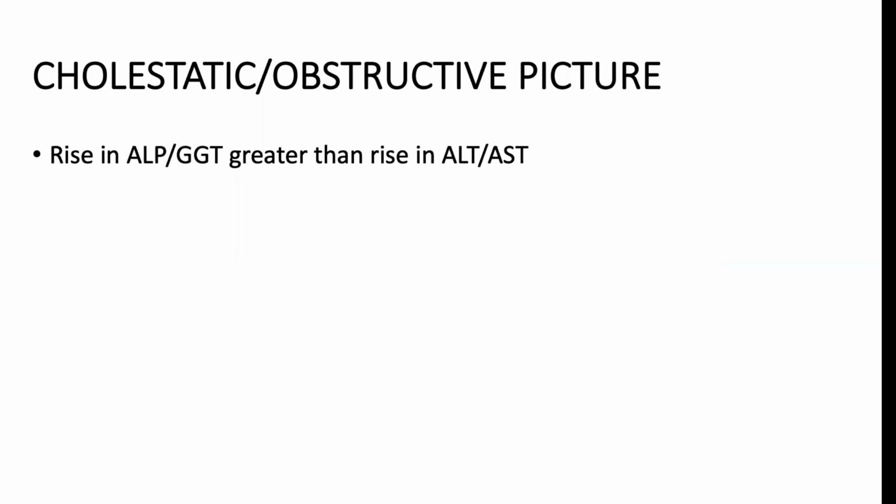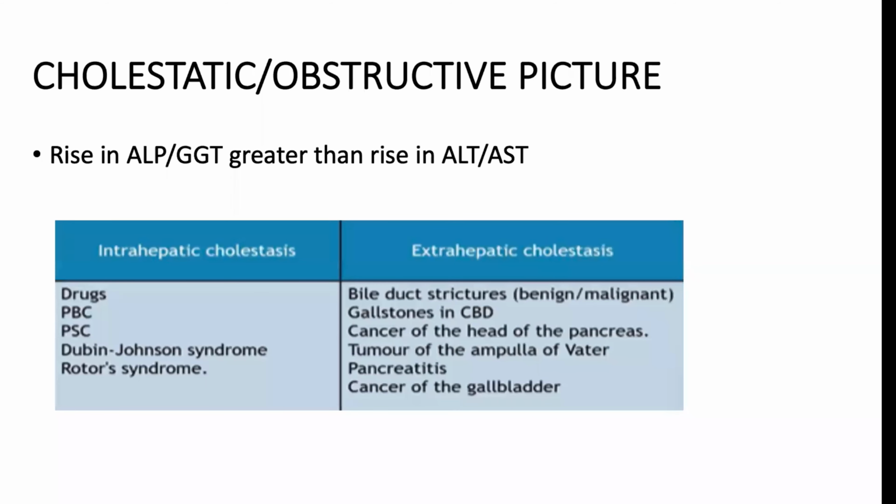Then you've also got your cholestatic and obstructive picture. So this is the converse. This is where ALP and gamma GT are greater than the rise in ALT and AST. And again, you've got a variety of causes there, some more common than others, but there are intrahepatic causes, things like PBC, drugs, PSC, and extrahepatic causes. Gallstones is probably the most common cause of extrahepatic cholestasis, where gallstones get lodged in the common bile duct and bile can't be drained away, which results in a jaundice.